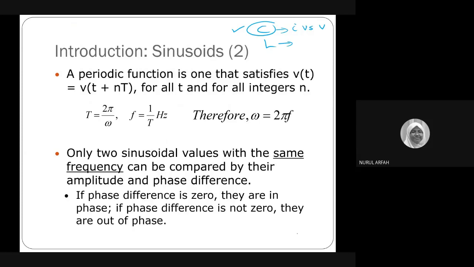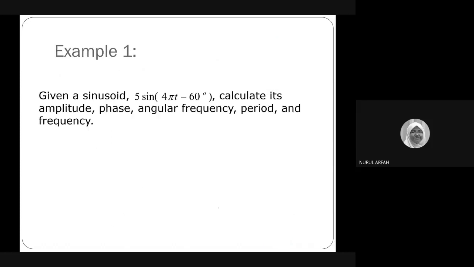Now, if the phase difference is 0, like in our example, Vm sine omega t without a plus theta, there is nothing there, then we say the phase difference is equal to 0. If there is some phase difference, a plus theta or minus theta, then we say the phase difference is not 0, or it is out of phase. Later maybe we can see it clearly using a graph.